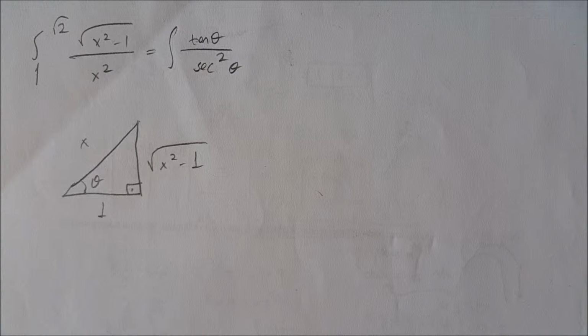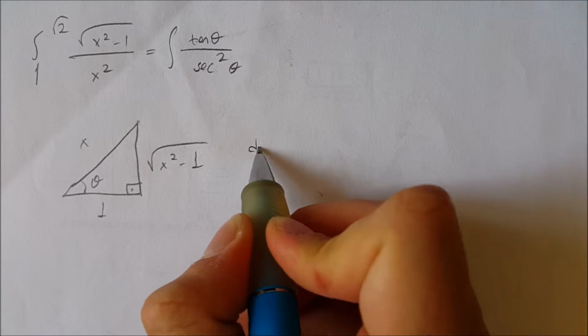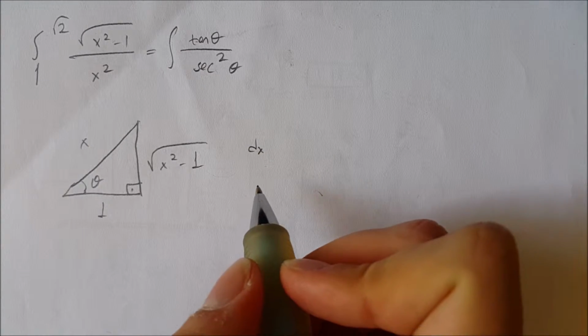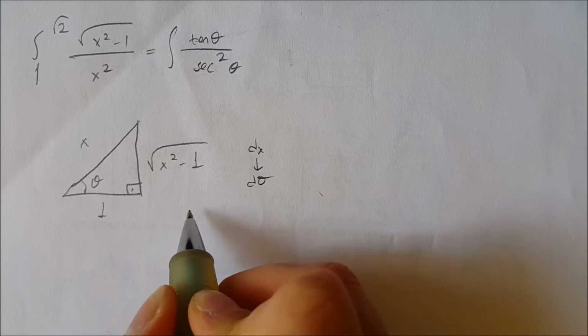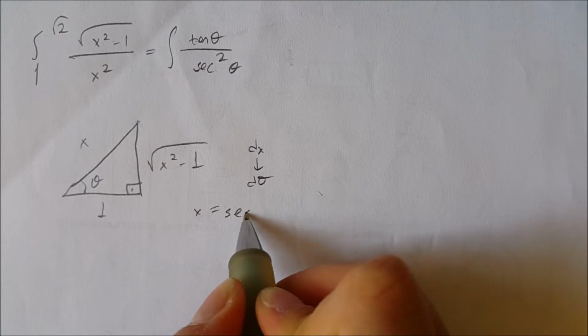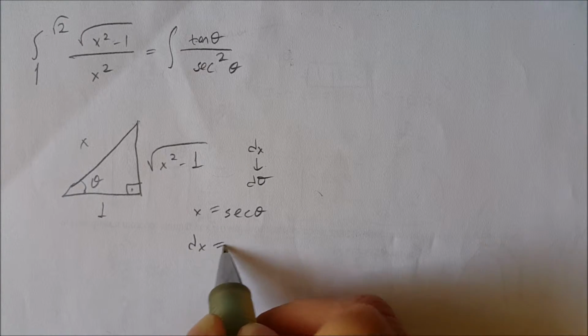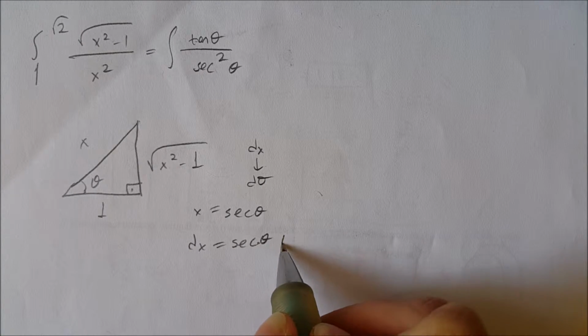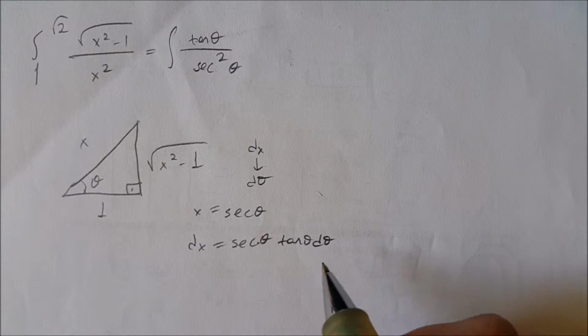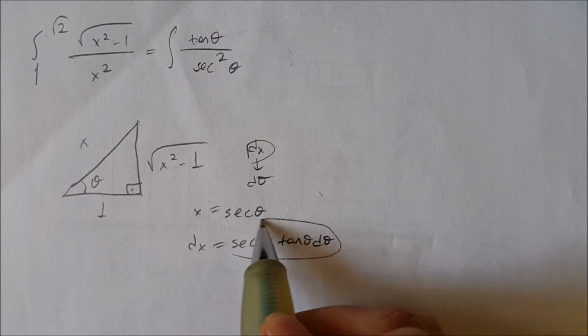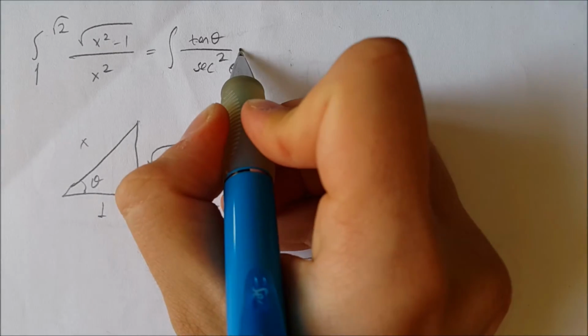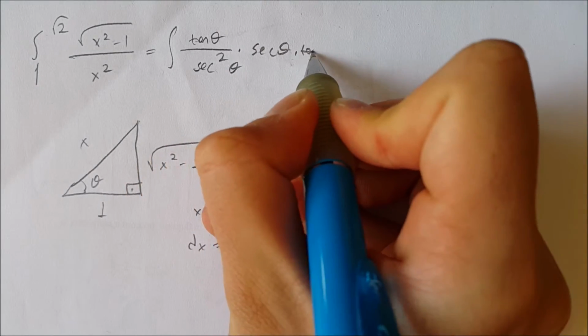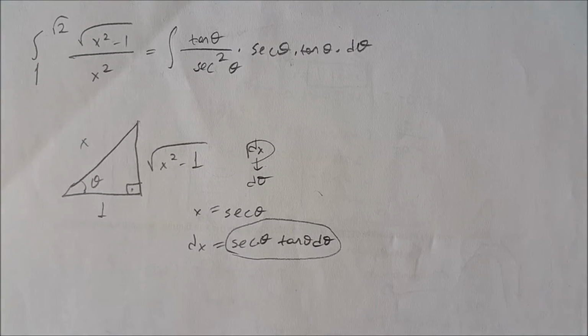So, if we continue with this kind of integration, we have to also convert dx into d theta. So, x is equal to secant theta. So dx is equal to secant theta tangent theta d theta. So instead of dx, we need to write this equation. So times secant theta times tangent theta times d theta. So this is what we're supposed to solve.